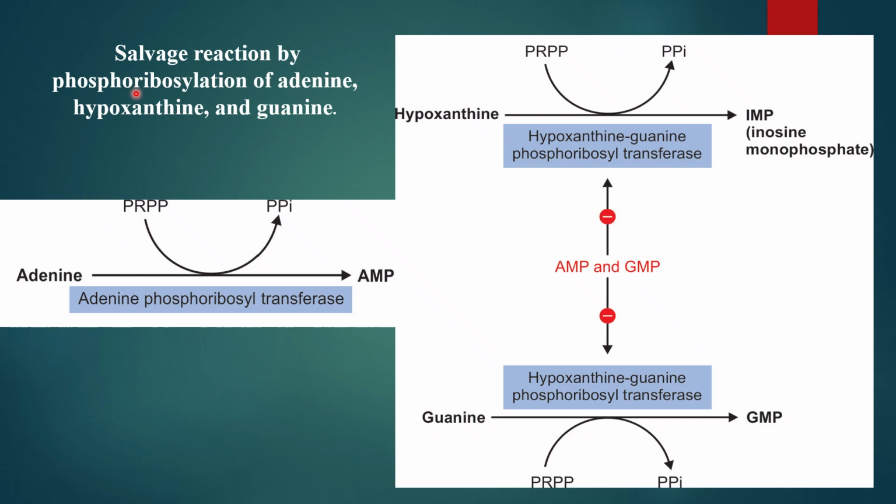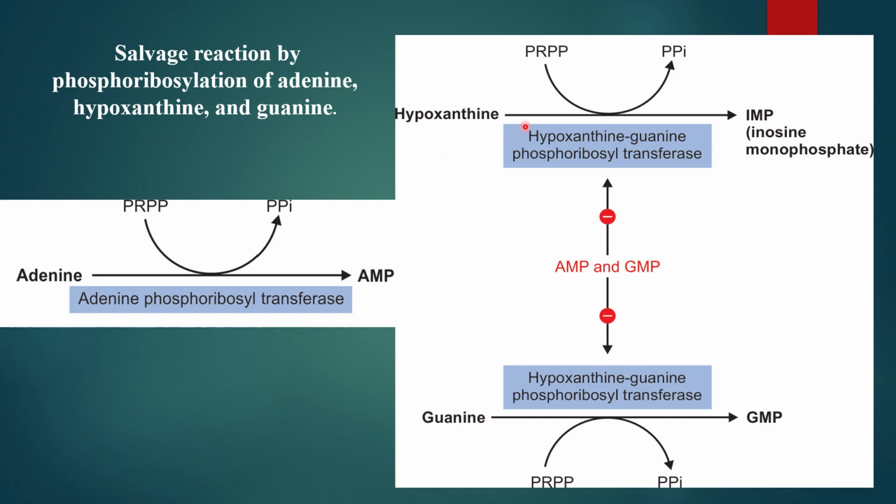So we will see this salvage reaction by phosphoribosylation of adenine, hypoxanthine, and guanine. Adenine is going to add to PRPP, phosphoribosyl pyrophosphate, and the enzyme is adenine phosphoribosyl transferase, because adenine is converting to AMP. So there is a direct formation of AMP. It's a single step conversion. This is the beauty of this salvage pathway.